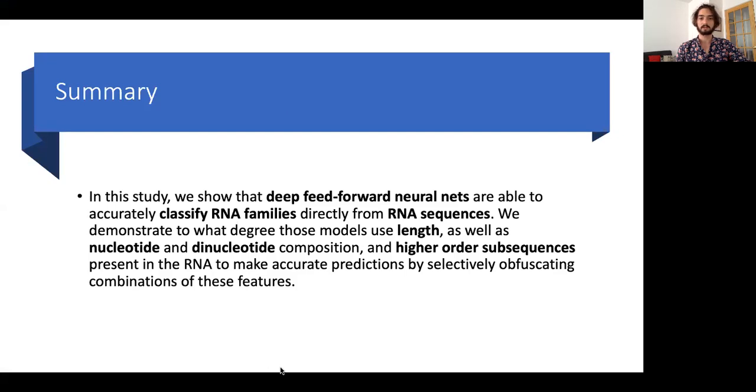So in this study, we show that deep feed-forward neural nets are able to accurately classify RNA families directly from RNA sequences. We demonstrate to what degree those models use length, as well as nucleotide and dinucleotide composition, as well as higher order subsequences that are present in the RNA and that allows accurate predictions by the models. And we show that by selectively obfuscating combinations of those features.